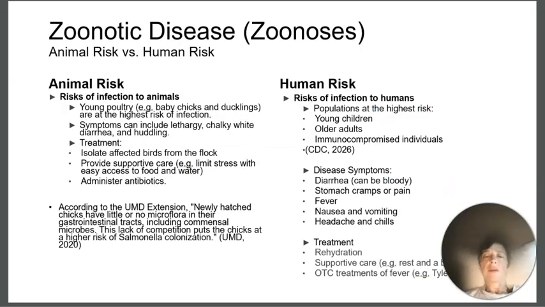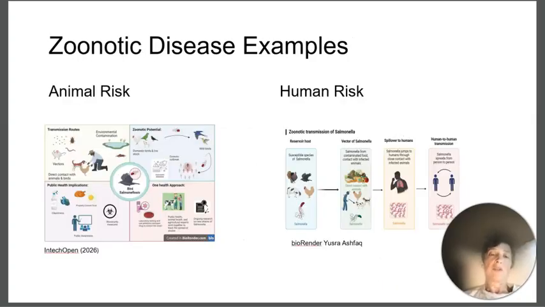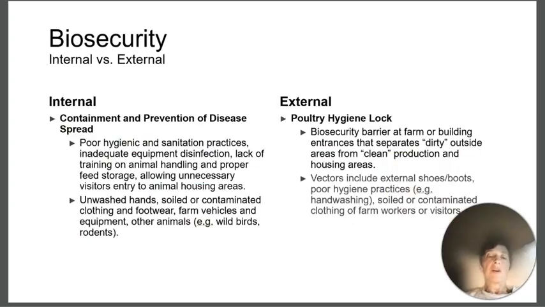Animal risk and human risk, here are a list of both of those. Again, with salmonella, there are risks for both with poultry, so it's one reason why I highlighted that in my presentation here. Here's a couple of charts to go by. Biosecurity, very important. Biosecurity, probably one of the most important things to practice when you have any amount of animals, especially larger quantities, flocks per se.